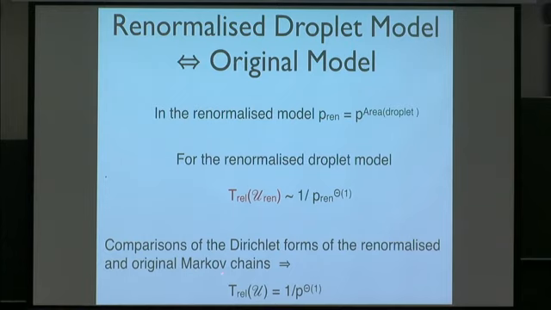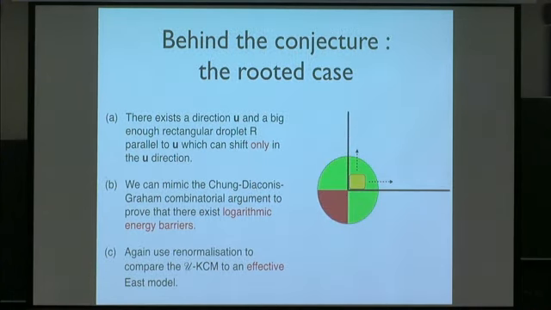1 over p. And instead, for the rooted case, the plan is to mimic the Chung-Diaconis-Graham combinatorial algorithm to prove that in order to infect some faraway region, we need to produce logarithmically many new infected vertices, and then mimic the proof for the South-East or West model. So we are pretty confident that both situations are under control.